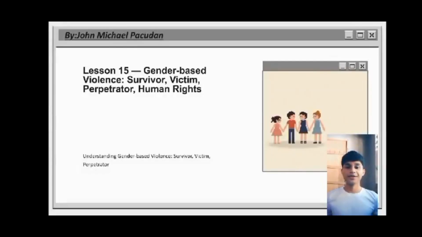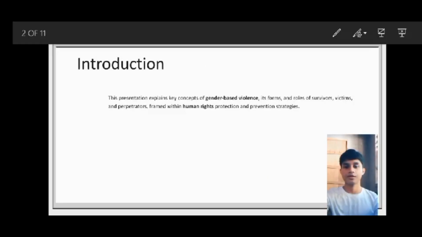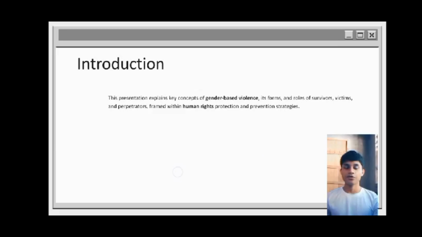Good day, everyone. Let me help you understand gender-based violence, including the survivor, victim, and perpetrator. This presentation explores the key concepts of gender-based violence and informs the roles of the survivor, victim, and perpetrator within human rights protection and prevention strategies.